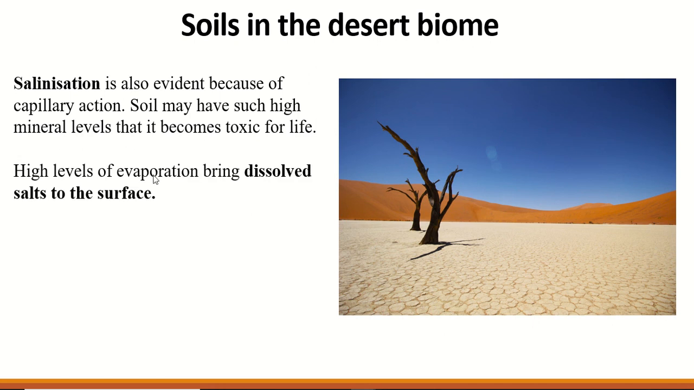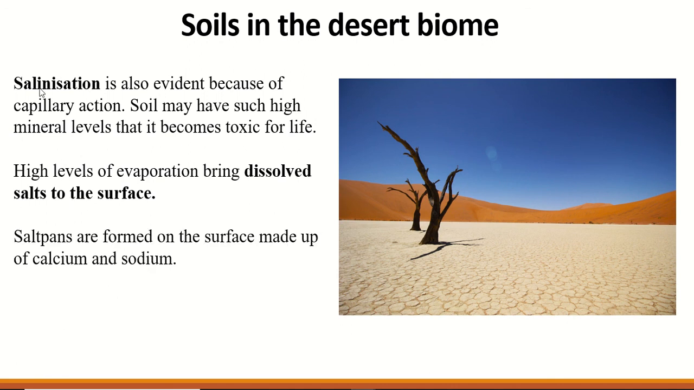Okay, high levels of evaporation. Again, what causes this, guys? Evaporation. So all these minerals going to the surface, gypsum, sodium, that's caused by evaporation. They get evaporated because of the intense heat, and this brings dissolved salts or sodium to the surface, which we know is called salinization. Something called salt pans get formed on the surface, and these are made of calcium and sodium, which is salt.